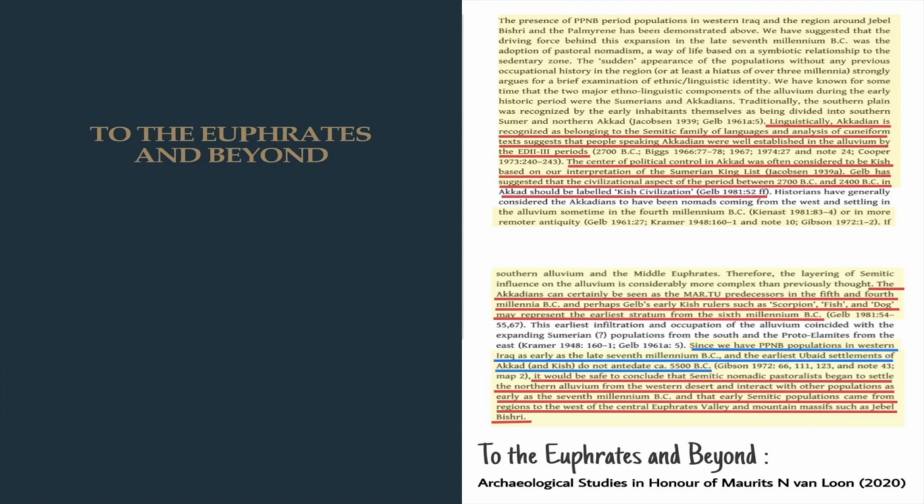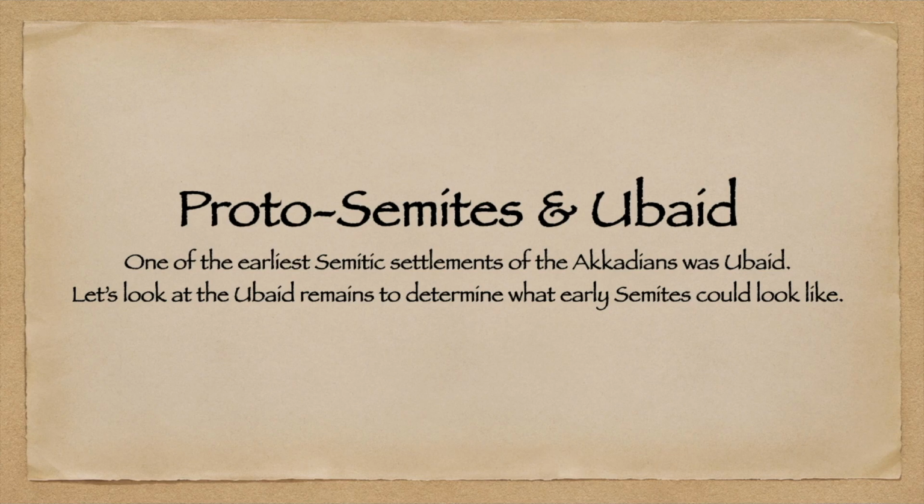antedate circa 5500 BC, it would be safe to conclude that Semitic nomadic pastoralists began to settle in the northern Euphrates from the western desert and interact with other populations as early as the 7th millennium BC, and that early Semitic populations came from regions to the west of the Central Euphrates Valley, and mountain ranges, such as Jabal Bishri. One of the earliest Semitic settlements of the Akkadians was Ubaid. So let's look at the Ubaid remains to determine what early Semites could have looked like.